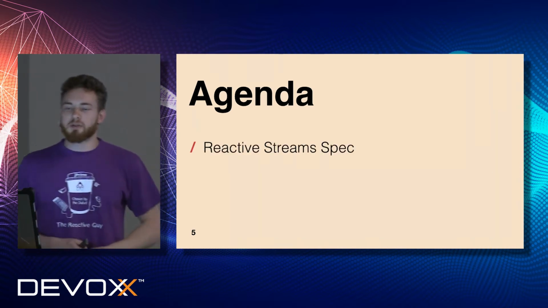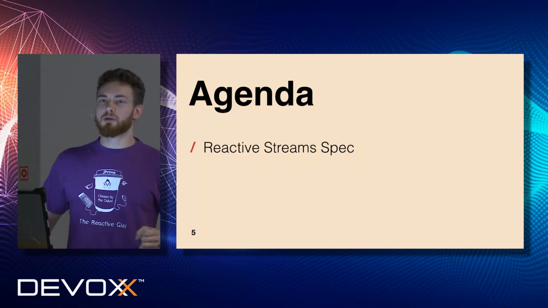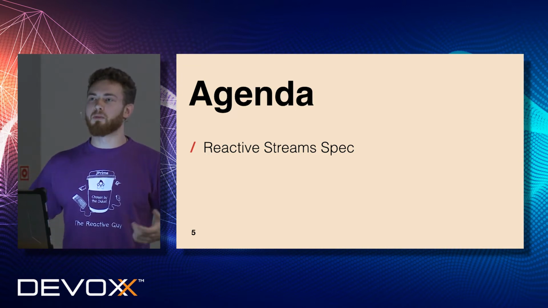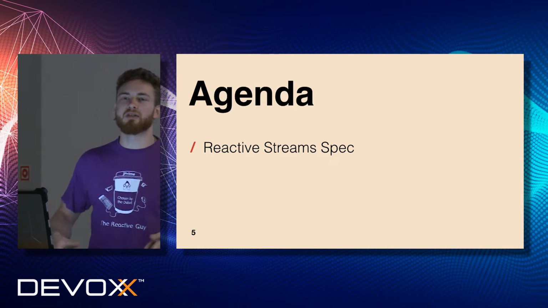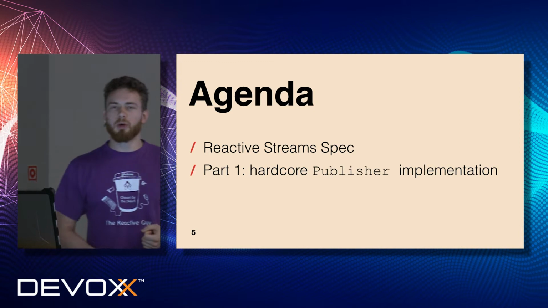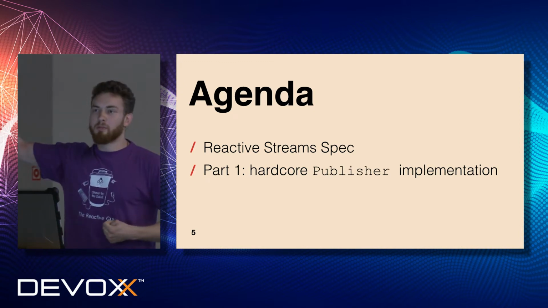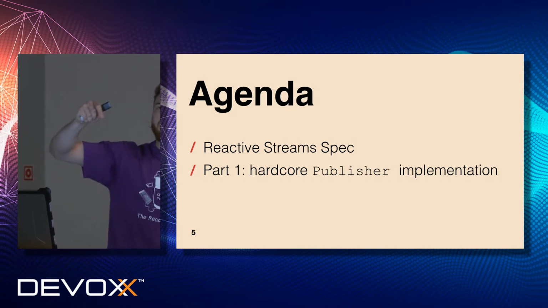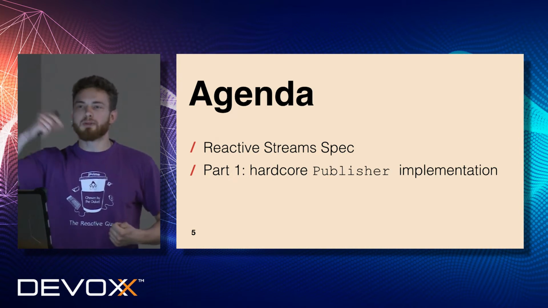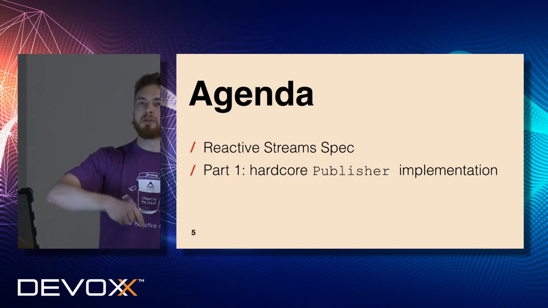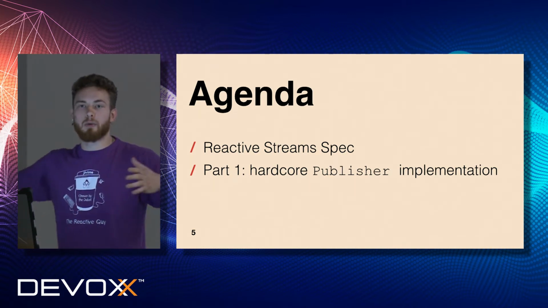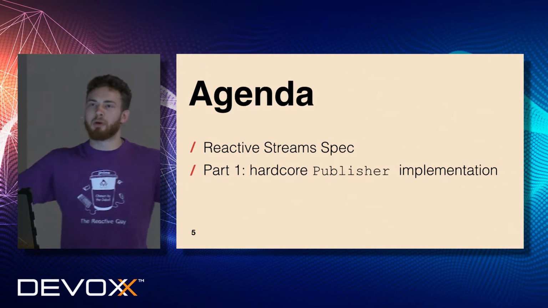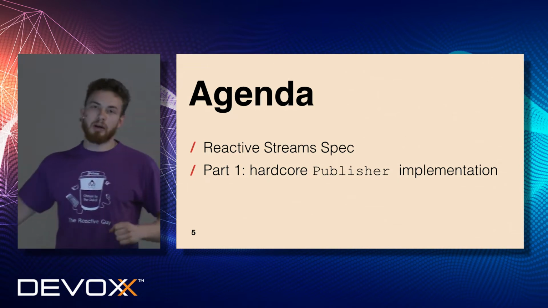First of all, we are going to start with reactive streams, and we are going to understand what that is, why it was invented, and what is hidden inside this specification. Then we are going to build the most complex part of Reactive Streams, which is the publisher. So we will start with implementing the publisher from the beginning to the very end. It will be one publisher, but that would be enough to understand why it's hardcore.